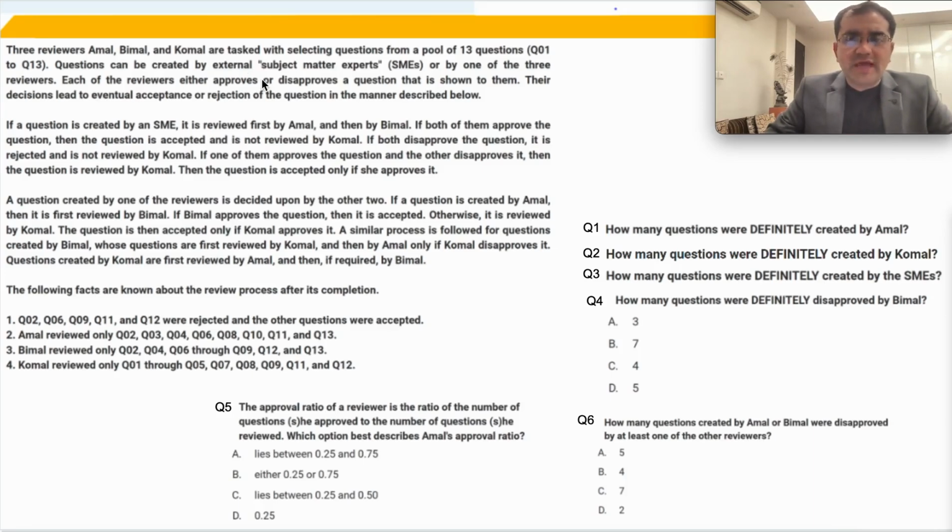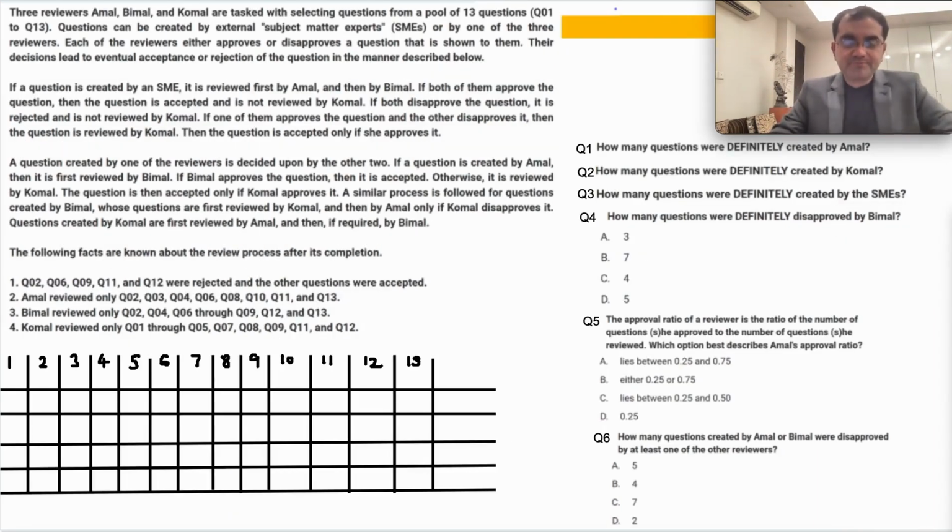Each of the reviewers either approves or disapproves a question that is shown to them. Every reviewer will either approve of the question or disapprove of the question, and their decision will lead to eventual acceptance or rejection of the question in the manner described below. Okay, so I have 13 questions. I have these people who have created the questions and these three people who are approving or disapproving of the question. So for that, now let's move to the next slide.